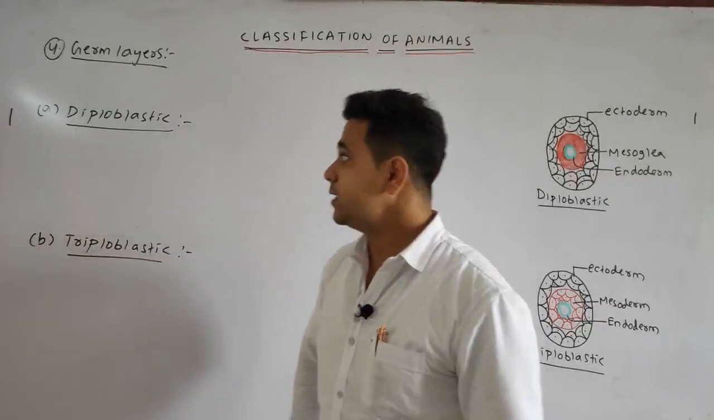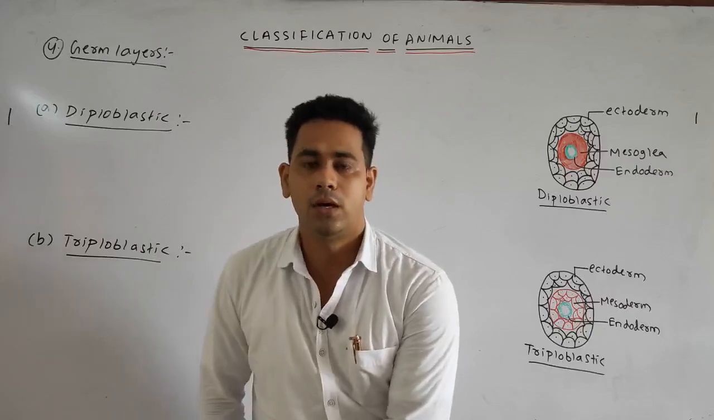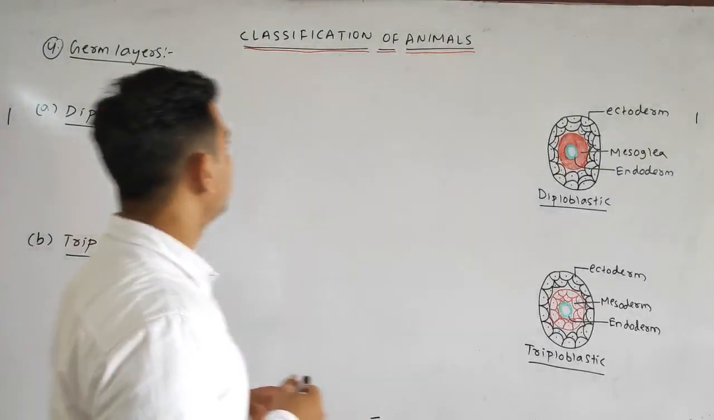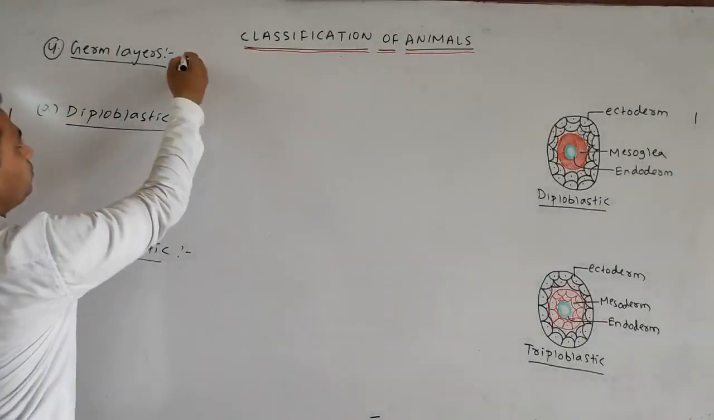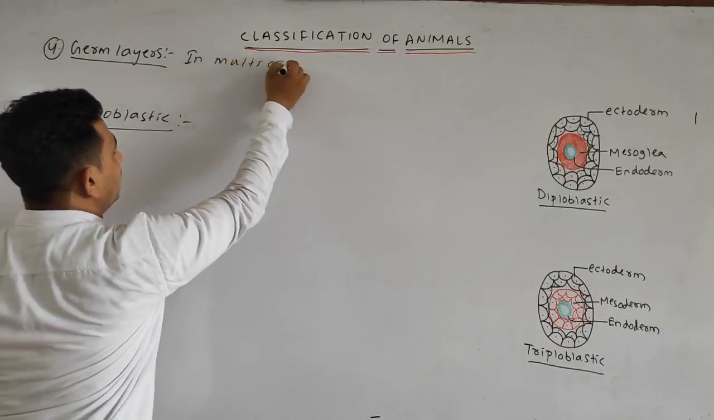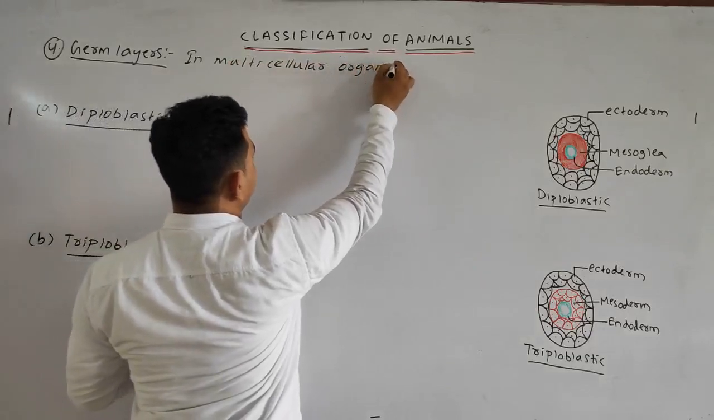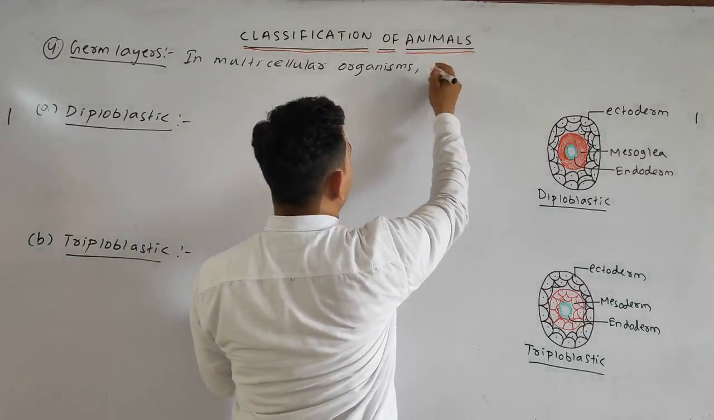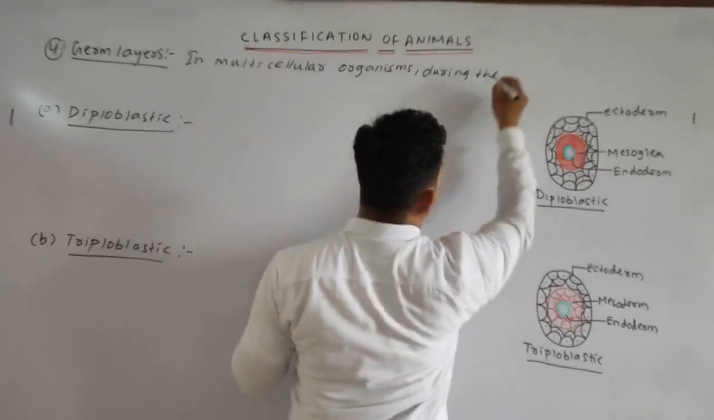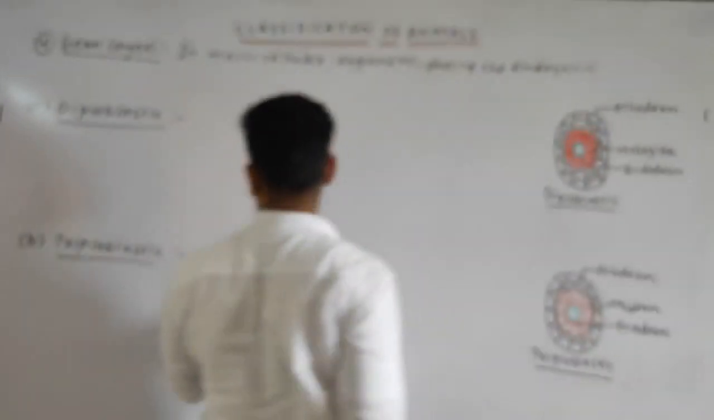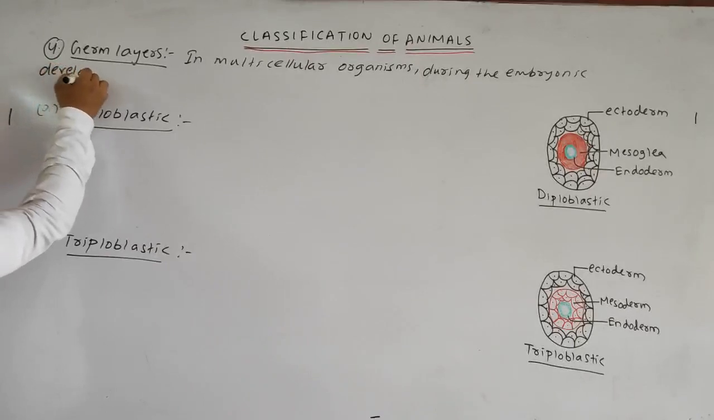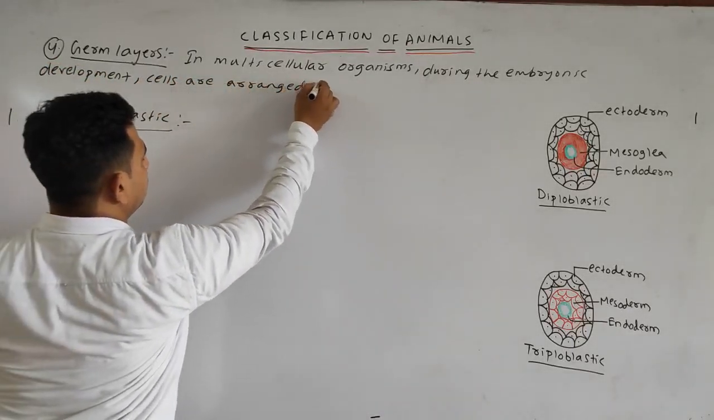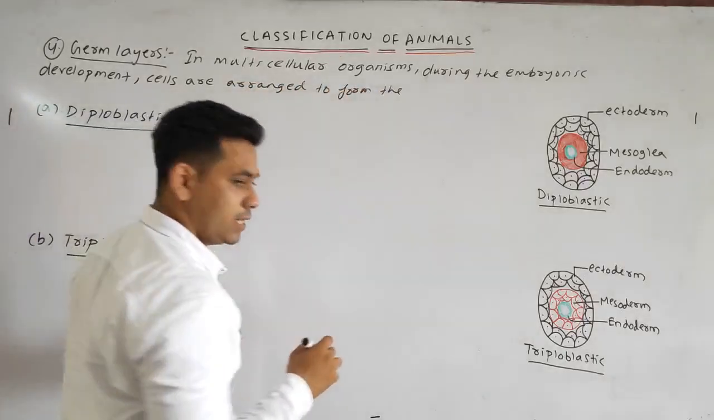Okay, what is a germ layer? We can write: in multicellular organisms, during the embryonic development, cells are arranged to form the 3 germ layers.